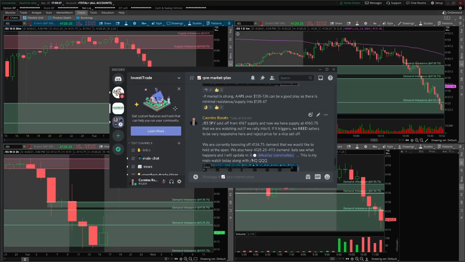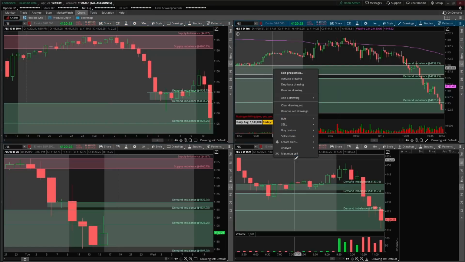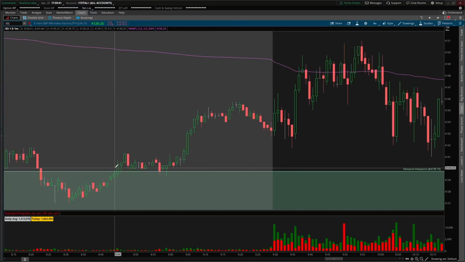Let's see what happens, and I'll update in intraday commentary, which is essentially where I post my thought process as the market's developing, the setups that I'm seeing form in real time along with market context. So here we have the S&P 500 chart. Let me maximize this a little bit.